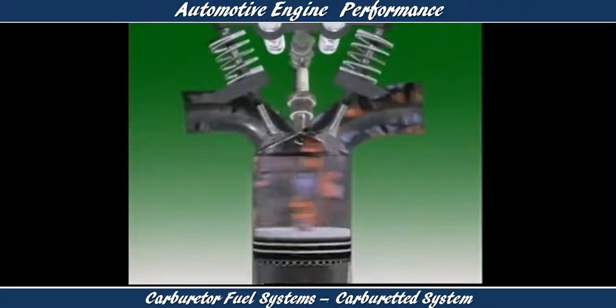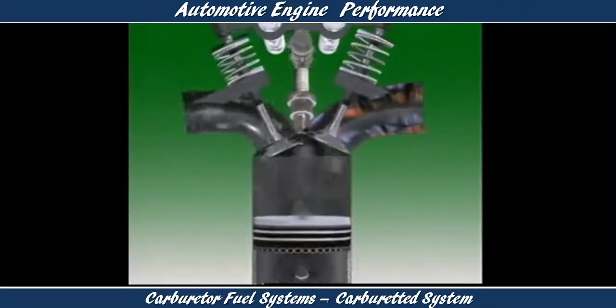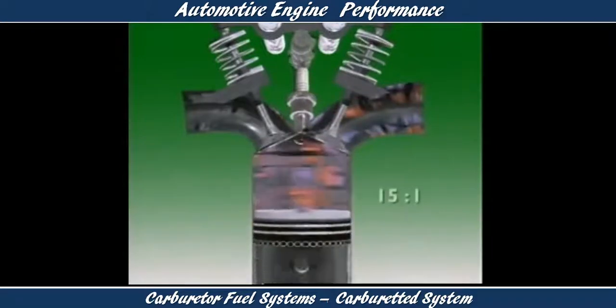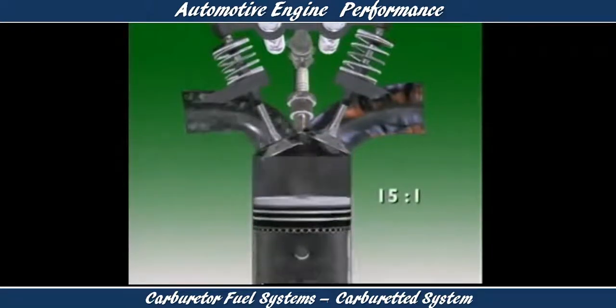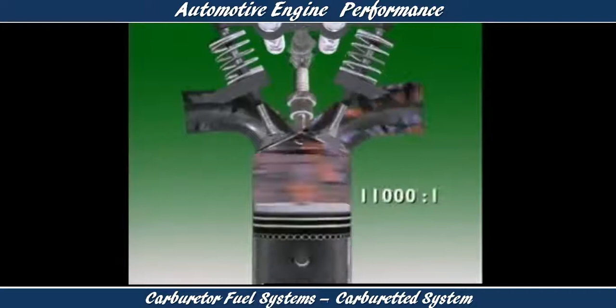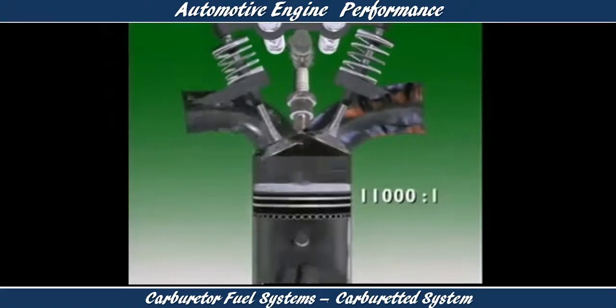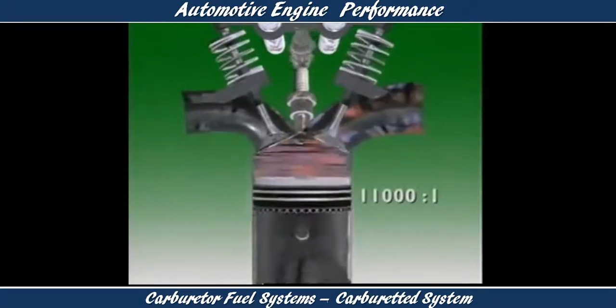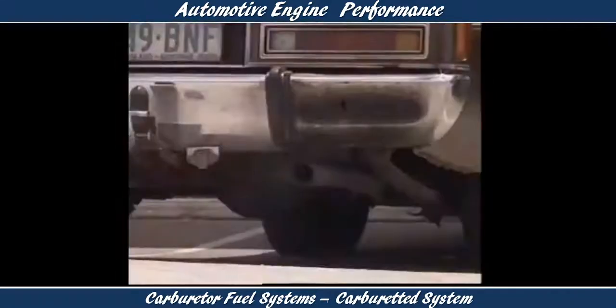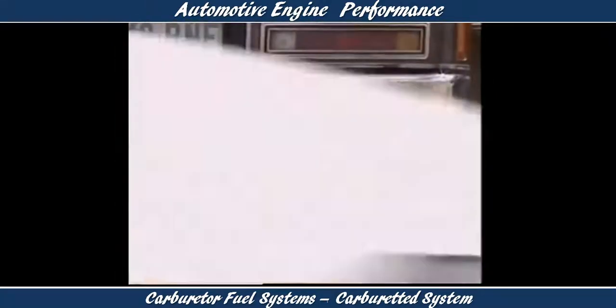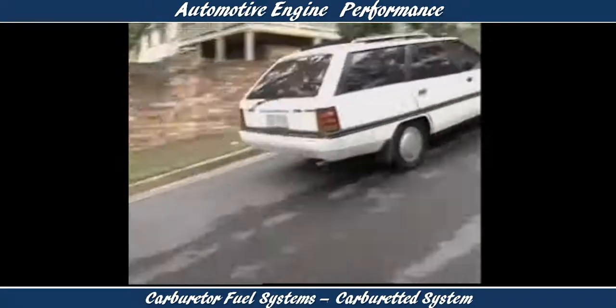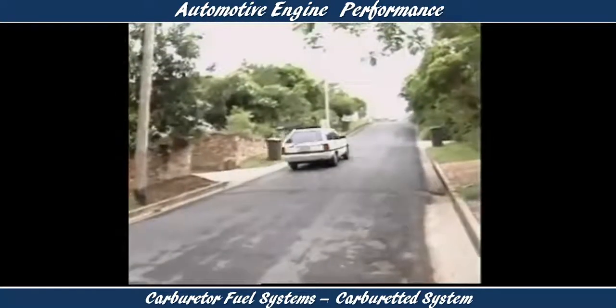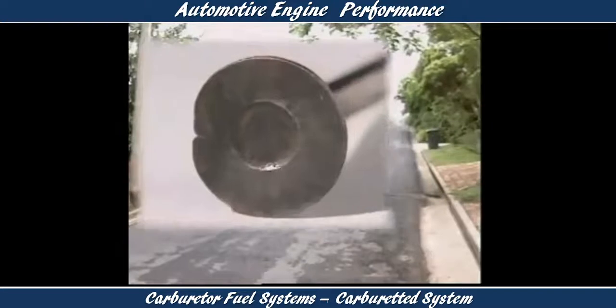A light vehicle under normal conditions needs an air-fuel ratio by mass of about 15 to 1. By volume, that's 11,000 to 1. This ratio can vary to suit engine operating conditions. Too much fuel for the air will waste fuel and cause pollution. Too little will cause loss of power and possible engine damage.